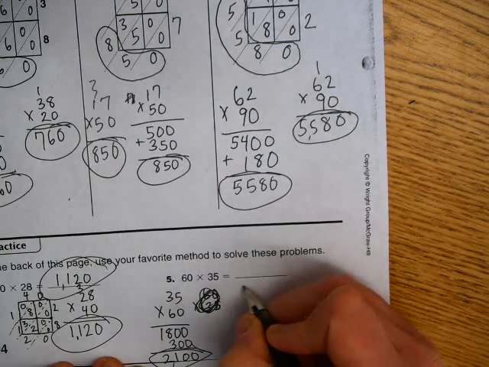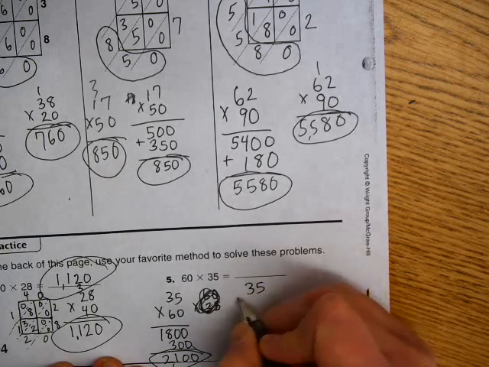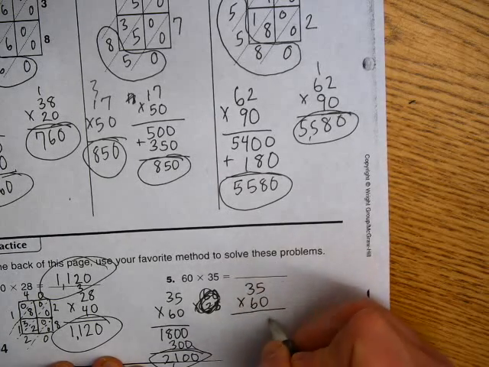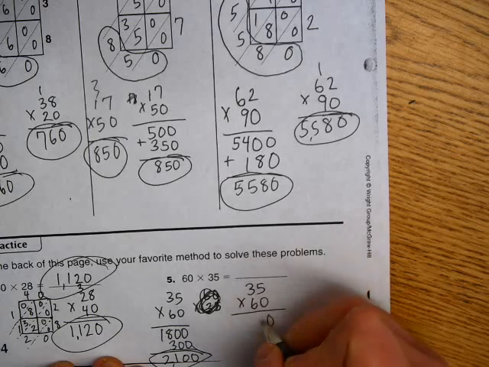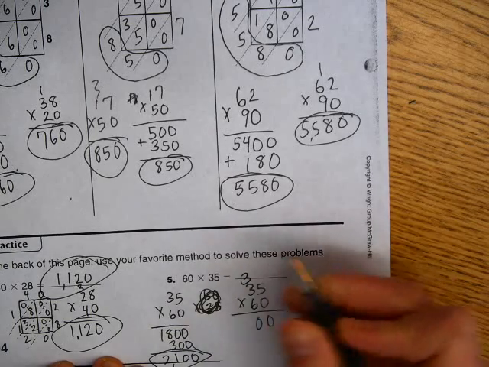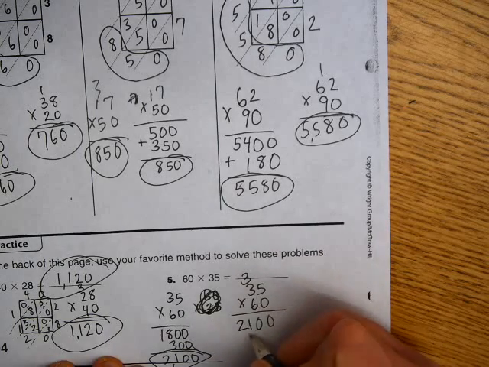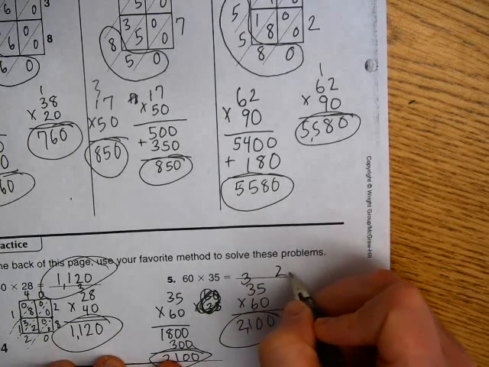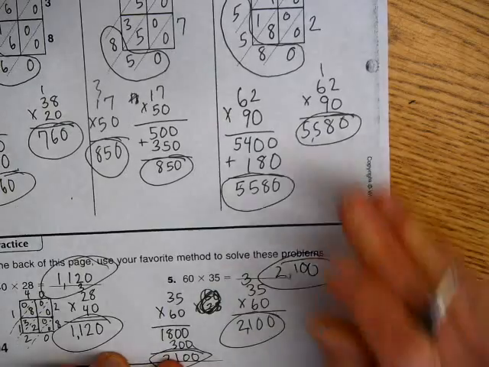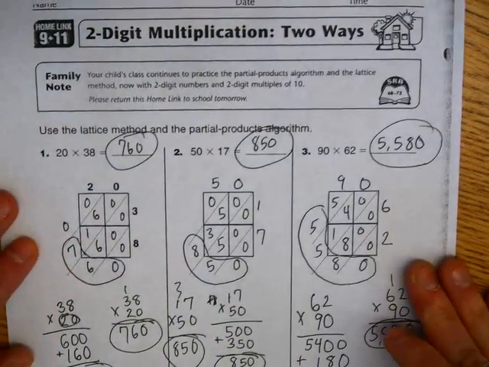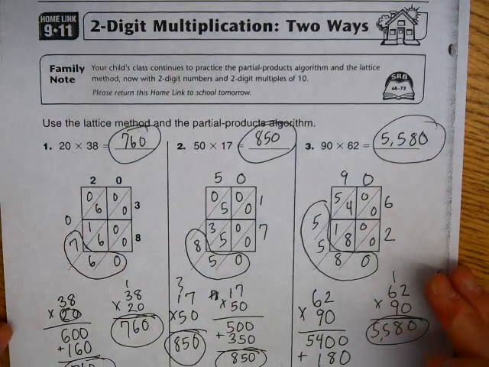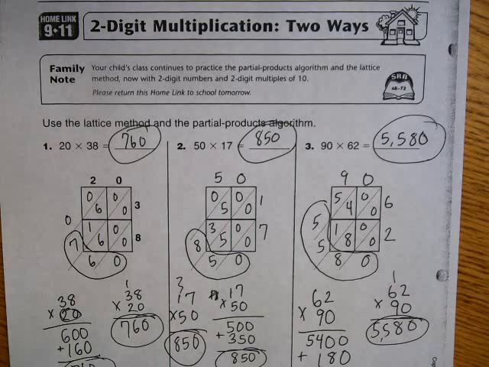And then we'll check it with the traditional method. 35 times 60. You have 0. 6 times 5 is 30. Put down the 0, carry the 3. 6 times 3 is 18, 19, 20, 21. 2,100 is the answer. So this is Homelink 911, two-digit multiplication two ways for grade 3 Everyday Math.